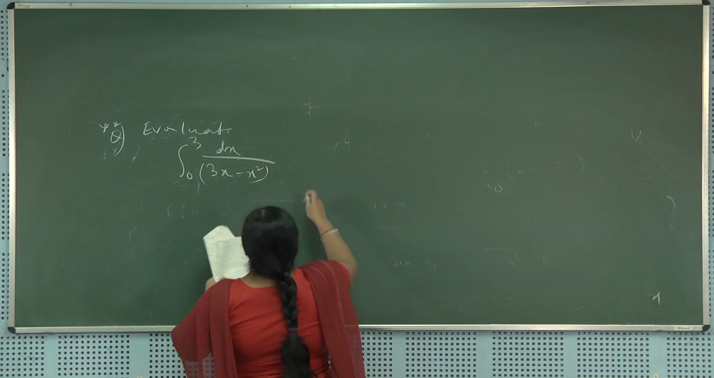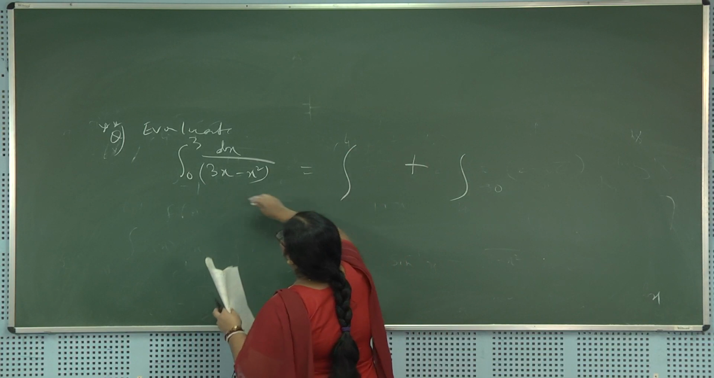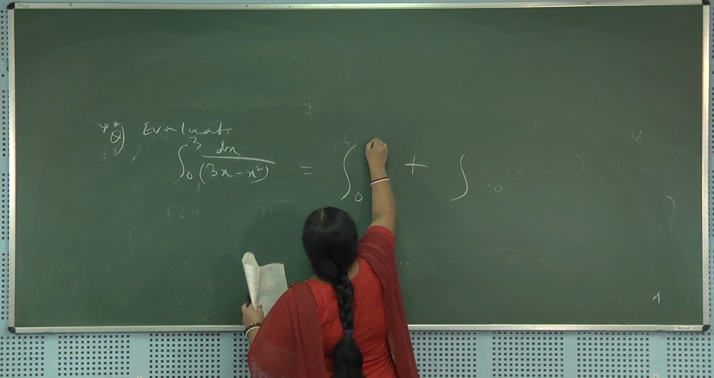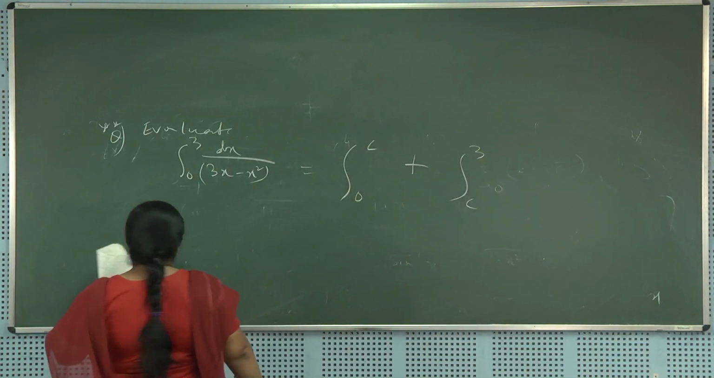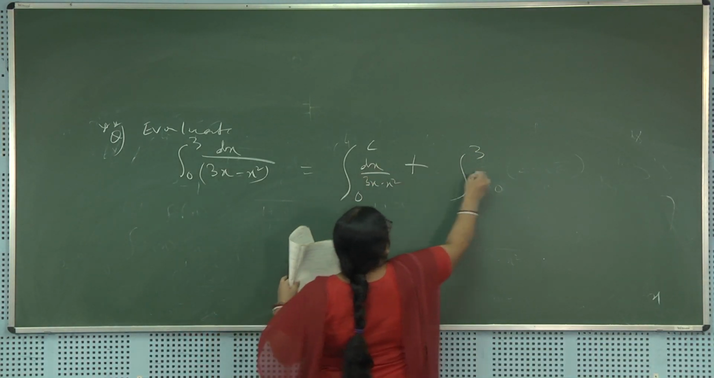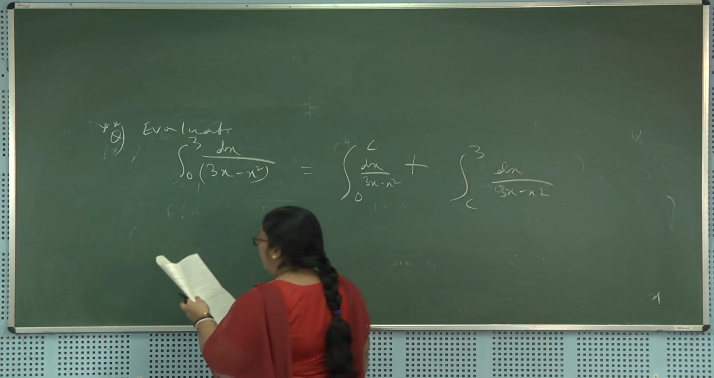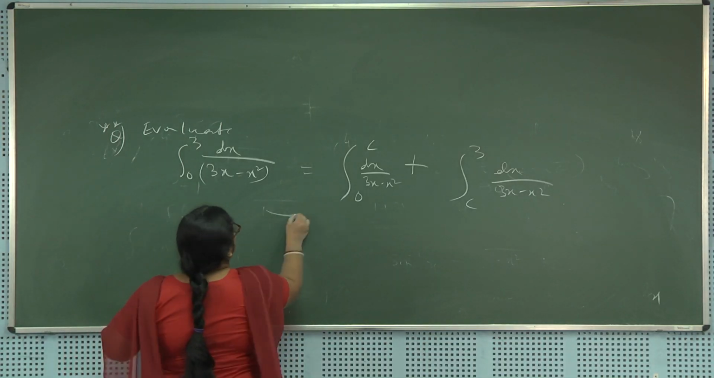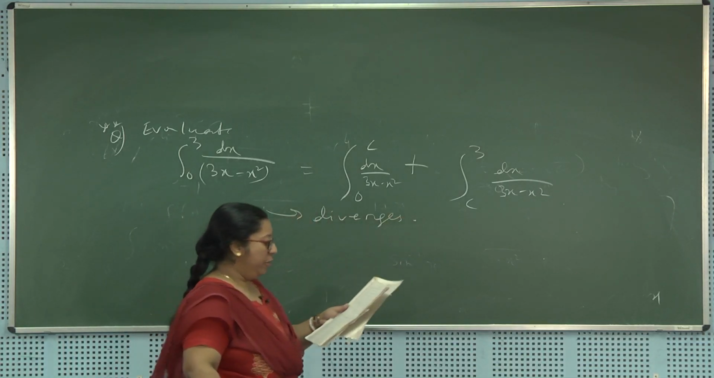So, how will you do it? You will just separate it into two integrals. It has infinite discontinuity at both the lower limit and the upper limit, so you break it at some interior point C where the function is defined. So, it will be dx upon 3x minus x square from 0 to C plus dx upon 3x minus x square from C to 3. Then you can do partial fractions and solve it out, making it a proper integral. You will see that this integral diverges. Okay, so try to do that.